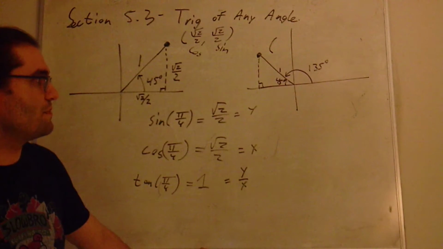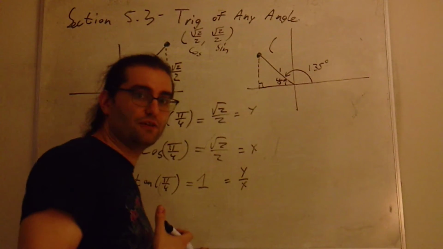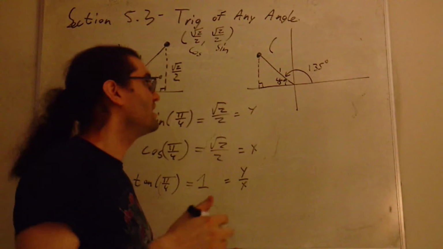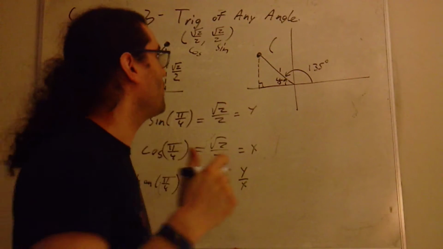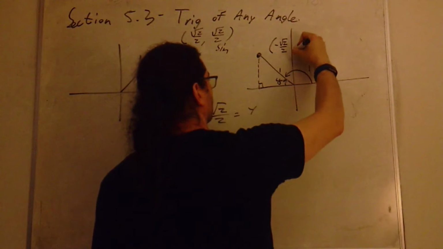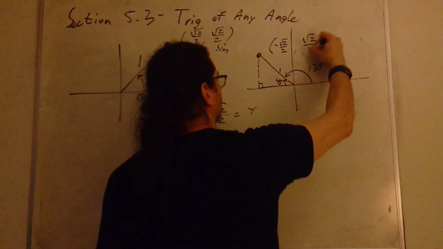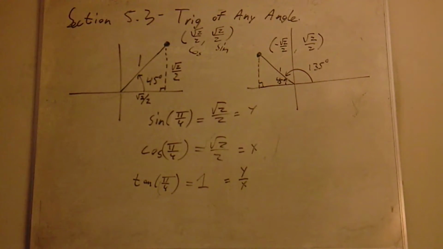I still want the hypotenuse to be 1. So we'll have the same root 2 over 2 values. The difference is the x value is now negative. So we are now in quadrant 2, which means we'll get a negative x value and a positive y value. Those are the coordinates of that point.